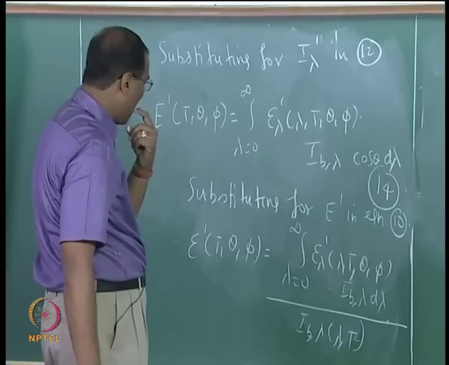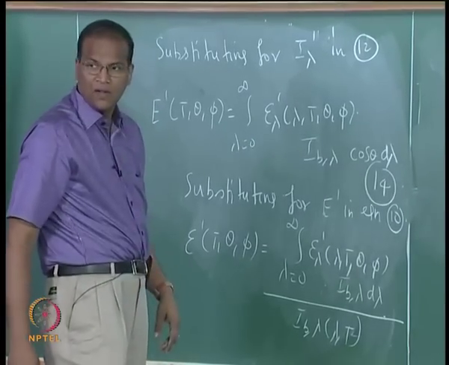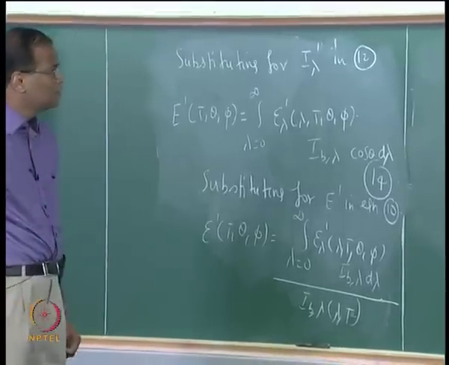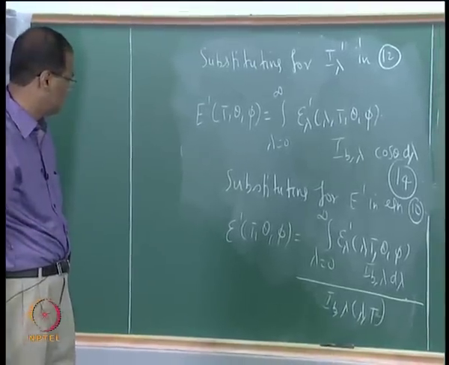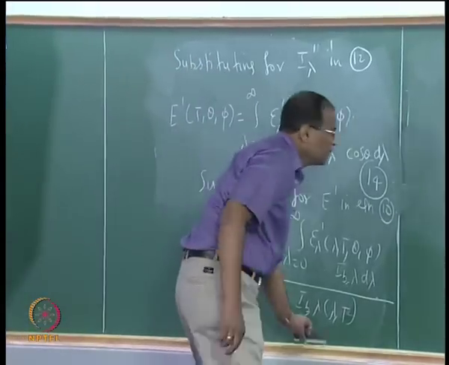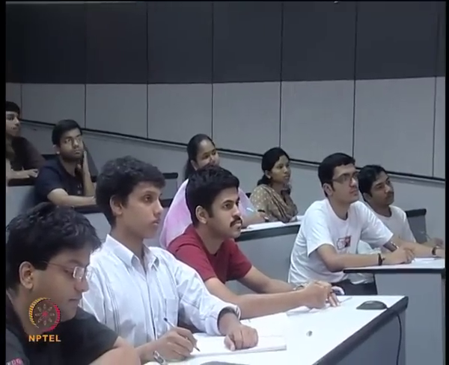For which one? Denominator. Cannot be lambda. Why? It's already done, is it? Where is the denominator? Done. Equation. Done. Okay.